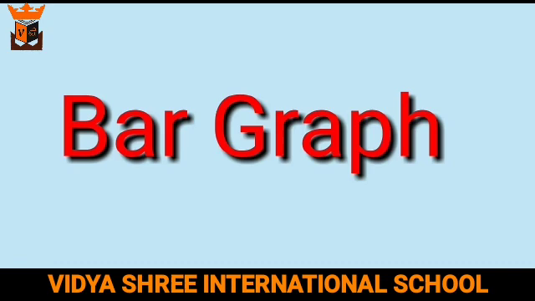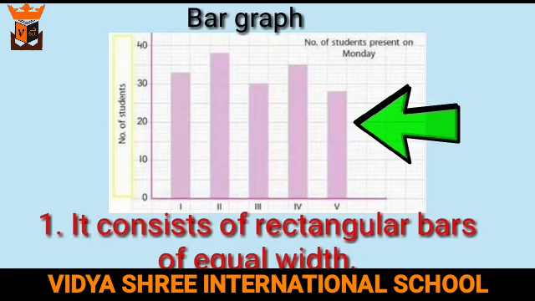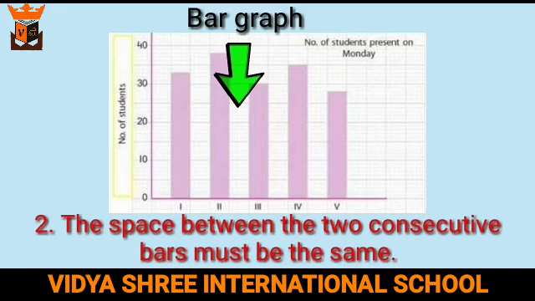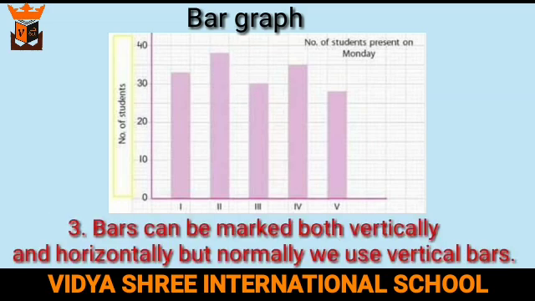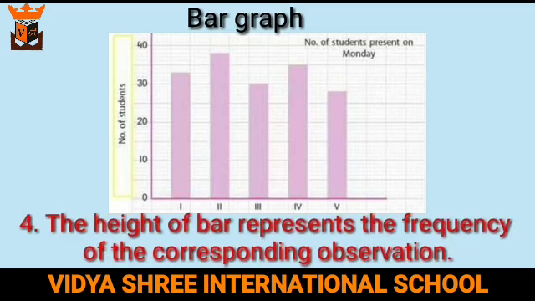Bar graph is the simplest way to represent data. Bar graph is also called a column graph. It consists of rectangular bars of equal width. The space between two consecutive bars must be the same. Bars can be marked both vertically and horizontally, but normally we use vertical bars. The height of a bar represents the frequency of the corresponding observation.